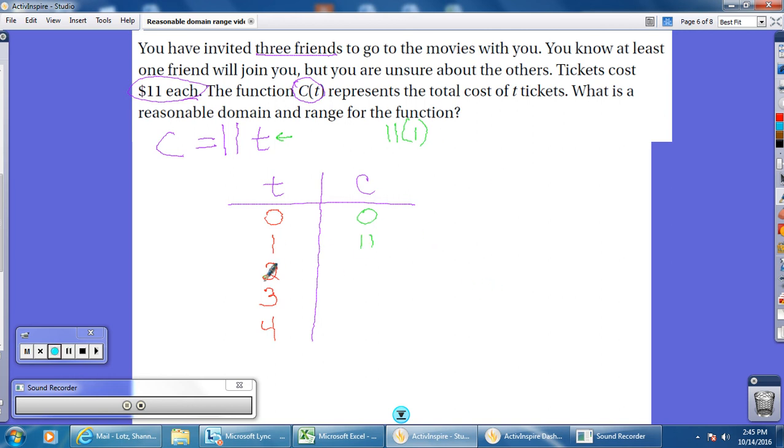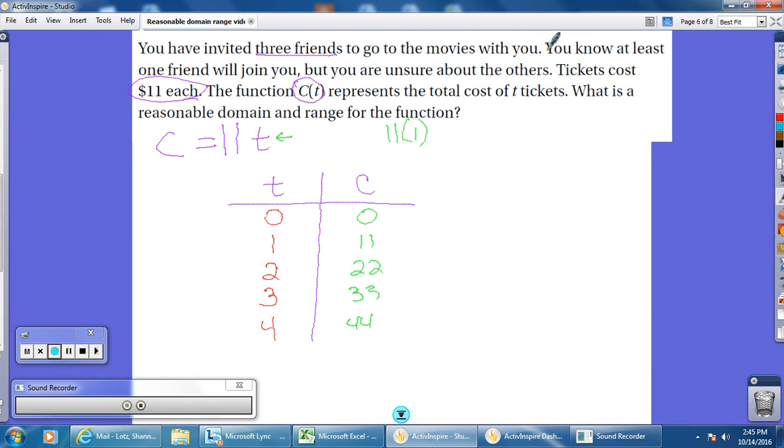Okay? Well, if me and at least one friend shows up, we both go to the movies, right? 2 times 11, that's $22. And then 3 times 11, 33. 4 times 11, 44. Okay, so this is what a table might look like.